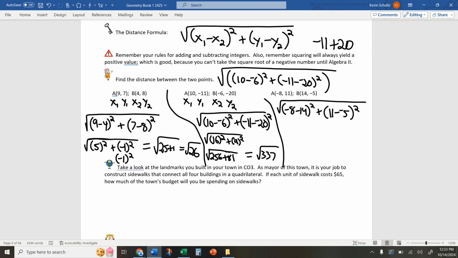Okay, back to this. We get the square root of -22 squared plus 16 squared. What's 22 squared? Who's got the quick math on that? 484. That's nifty.